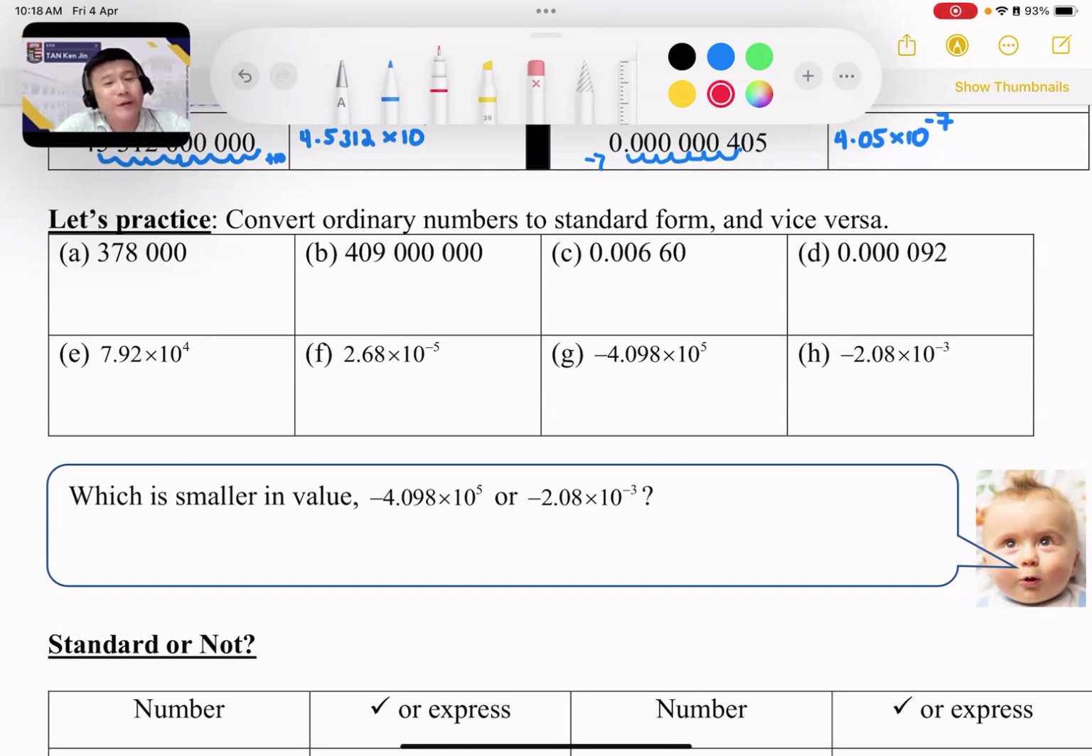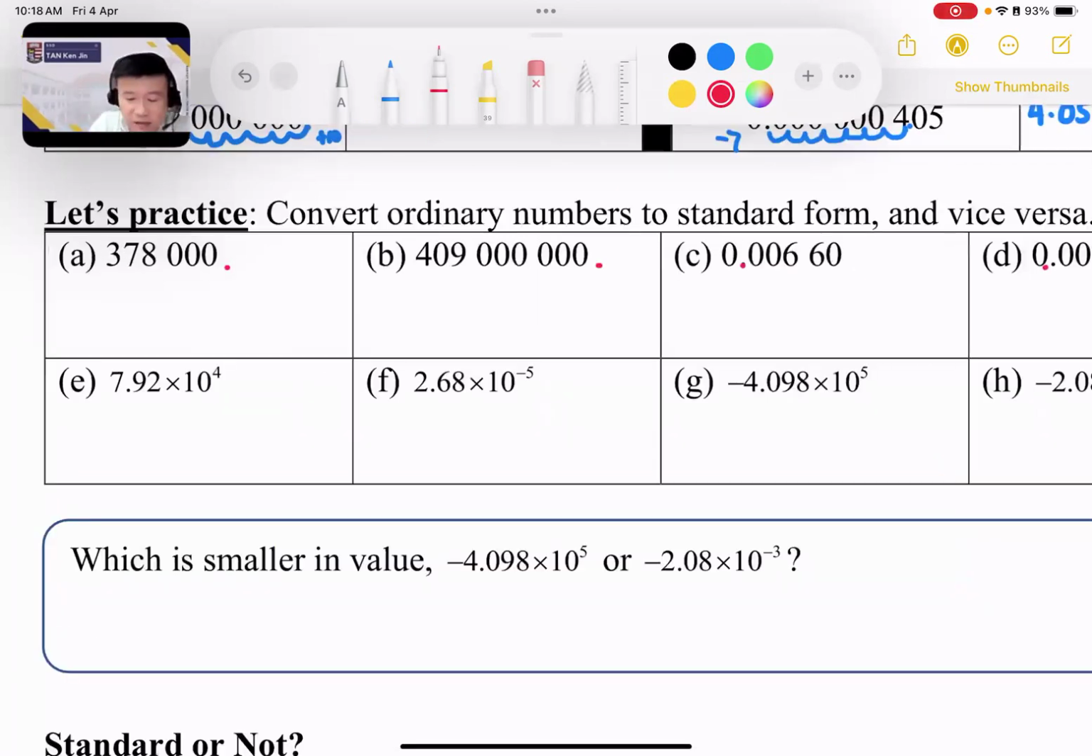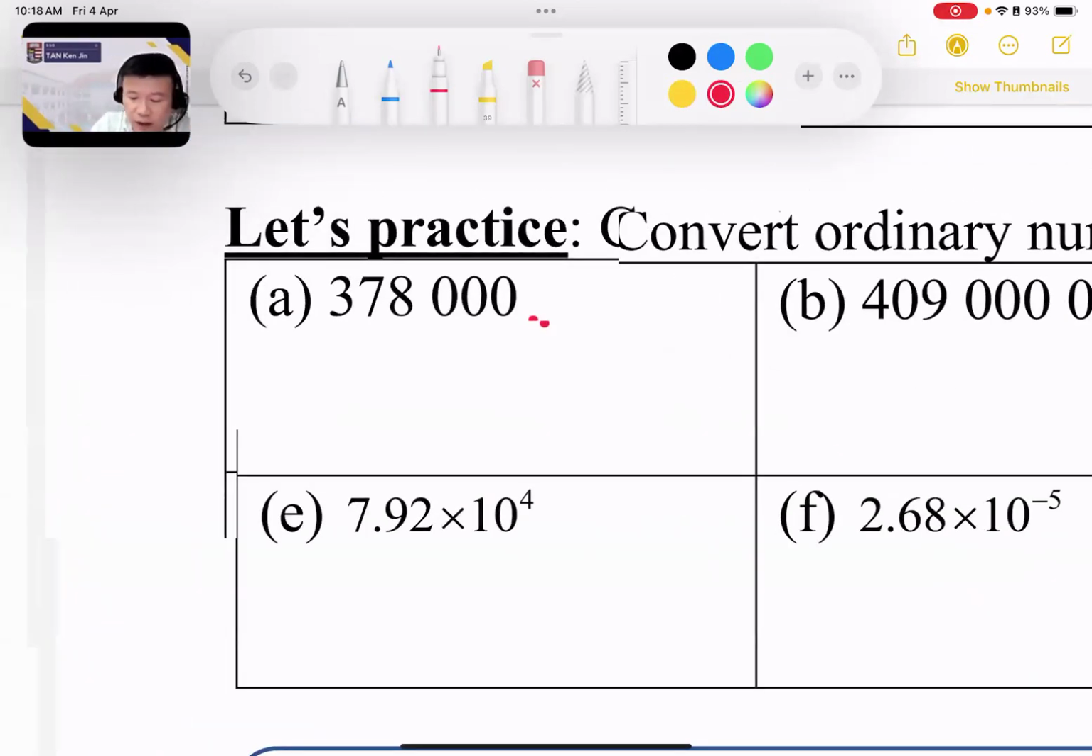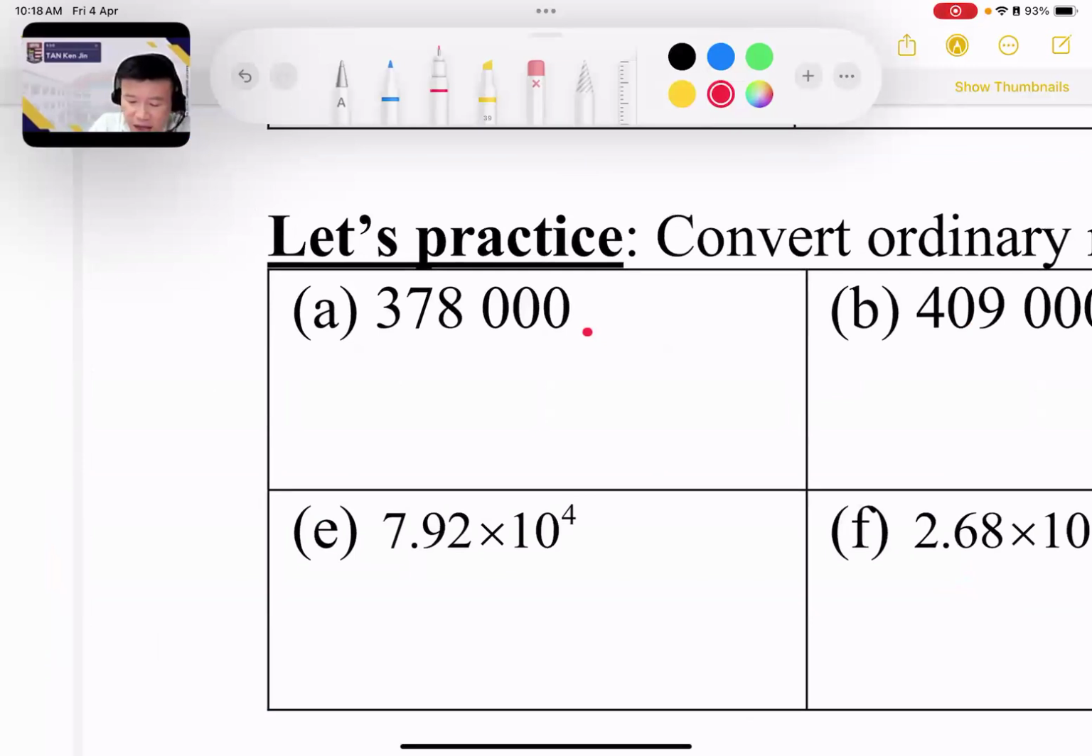Great, welcome back. I hope you had a chance to try out the questions yourself. Let me show you how I do them. Again, I determine where the decimal points are in all the questions, and I see whether I need to move them forward or backward. So in this case, I need to move them forward.